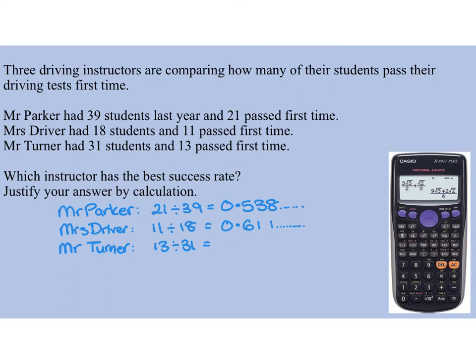Okay, and next one, 13 divided by 31. Ooh, it's a big long one. 0.419 and lots of other numbers. Okay, so we are looking for who's got the best success rate. So the best success rate is going to be the person with the biggest number.